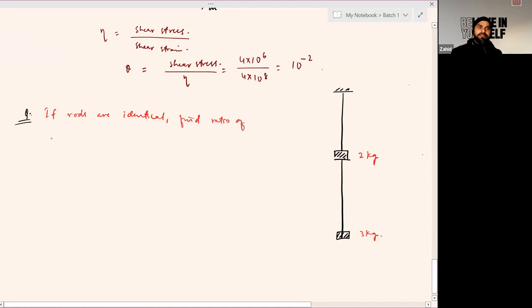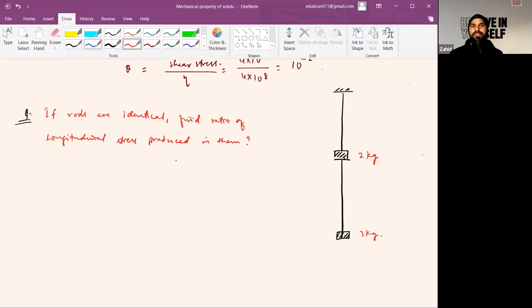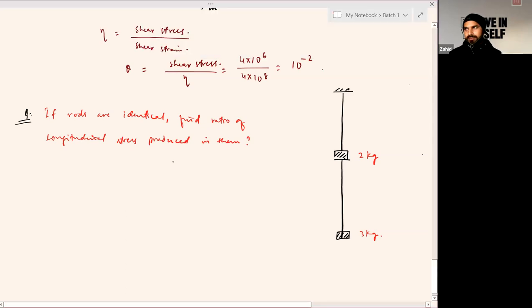ratio of longitudinal stress produced in them. Let me define how to approach this problem. First, for stress, we need two different terms: deforming force, and second is area of cross section.